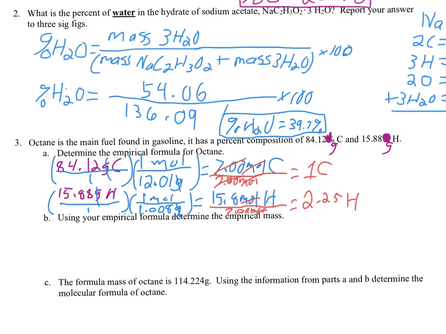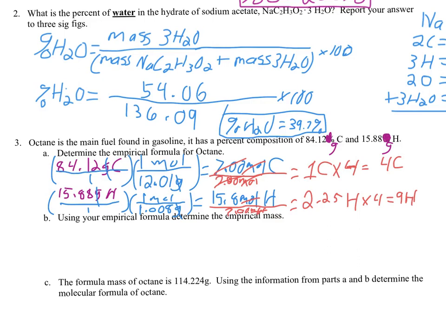Well, 2.25 is a magic number. It's too big to round, so I've got to get it to a whole number. What's 0.25 to a whole number? Well, it's multiplying it by 4. So I'm going to multiply 2.25 times 4. That gives me 9 hydrogens. But whatever I do to one part of the ratio, I have to do to the other. That was the ugliest 4 I've ever written. This one's not terribly better. 1 carbon times 4 gives me 4 carbons.